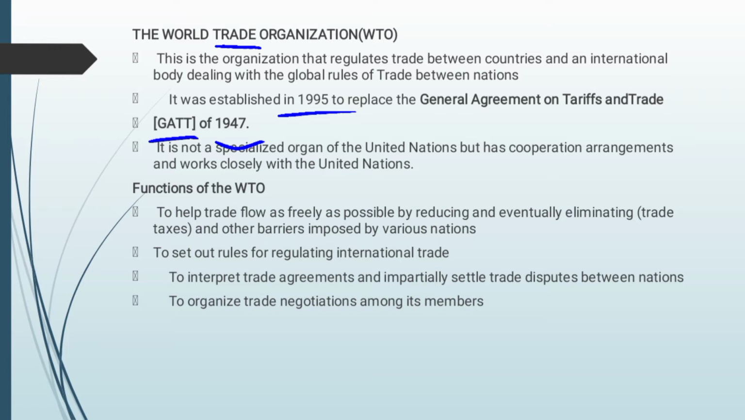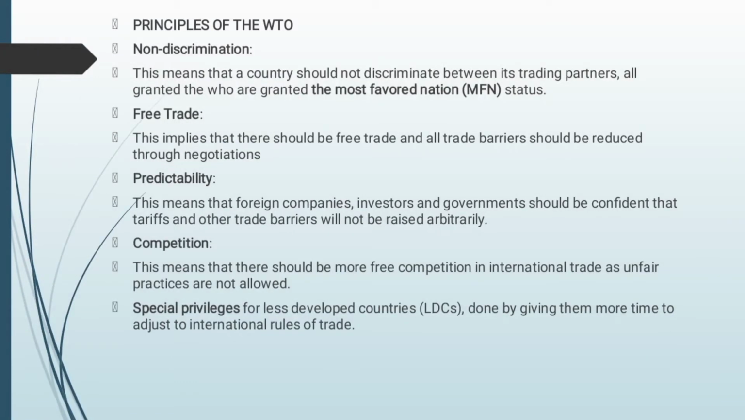To interpret trade agreements and impartially settle trade disputes between nations. Then to organize trade negotiations among its members. It organizes trade negotiations. So those are the functions of the World Trade Organization. Now, let us talk about the principles.